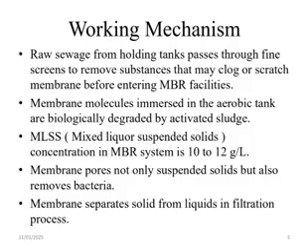As we can see here, raw sewage from the holding tank is passed through a fine screen to remove the substances or particulate matter that could damage the membrane in the membrane cassette, as the membrane is very prone to damage. The membrane modules immersed in the aerobic tank are biologically degraded by activated sludge, and the main thing to note is that the mixed liquor suspended solid concentration in the MBR plant should be from 10 to 12 grams per liter. These membrane pores not only remove the suspended solids but also remove bacteria, and they separate solids from liquids during the filtration process as well.